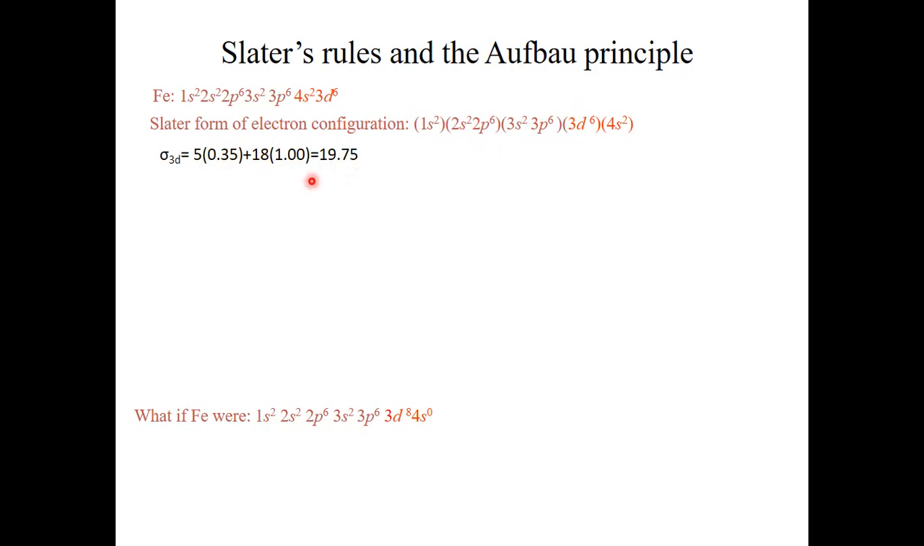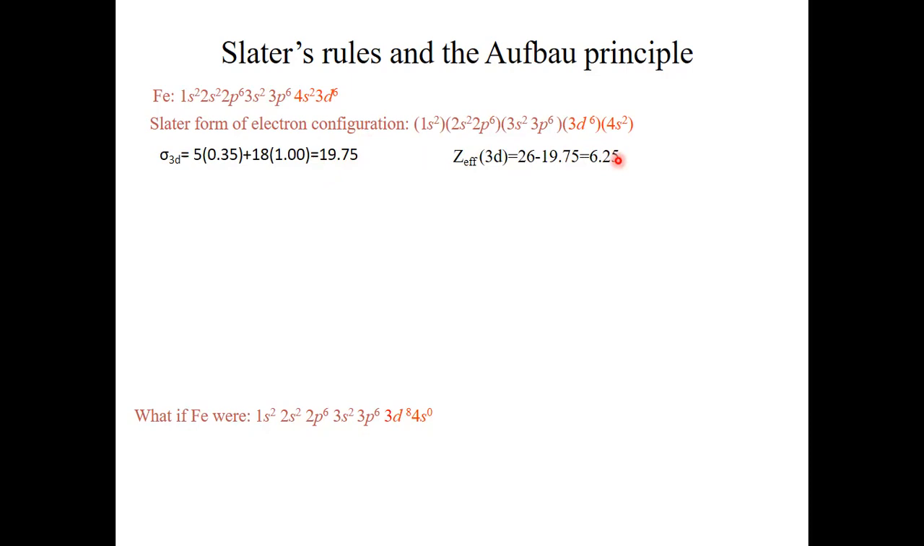In the next step, we can calculate the effective nuclear charge for such a d electron. That's the real nuclear charge, which in this case is 26, because iron has 26 protons, minus 19.75, the value we just calculated, and that's 6.25.